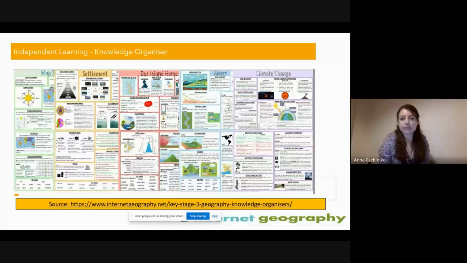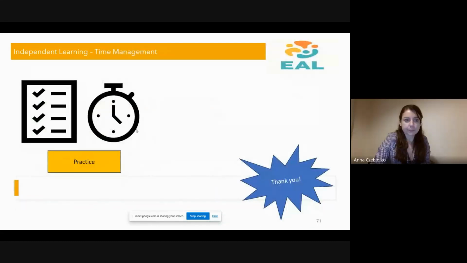Knowledge organizers, again, they very briefly present all the information. Excellent resource. Practice, time management. We cannot forget about that. Extremely important. Students need to be given assessments. They need to be aware of time. And even when I come back to the idea of guided writing, that may be a good start.